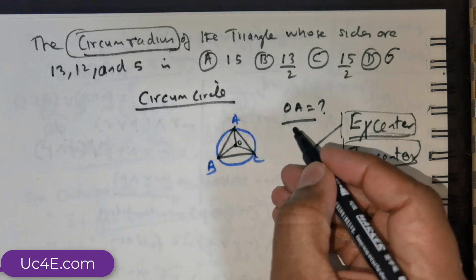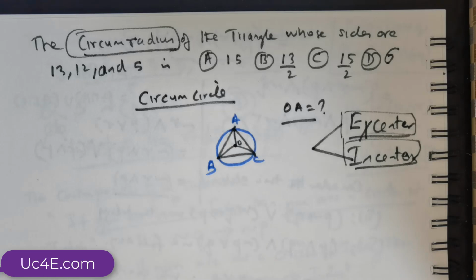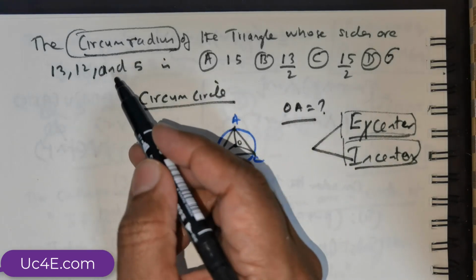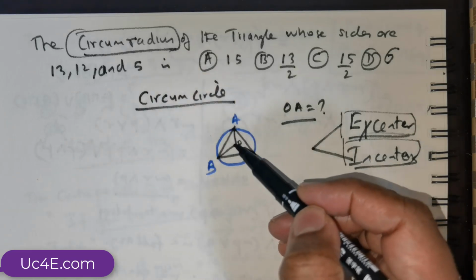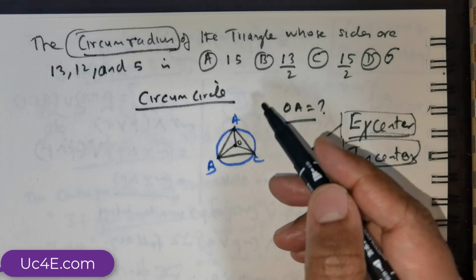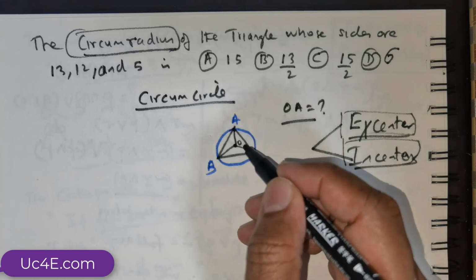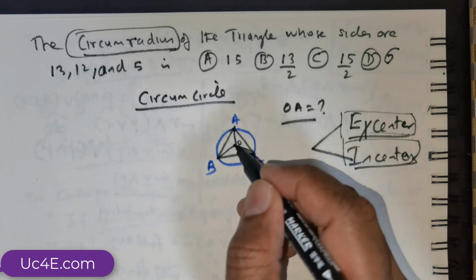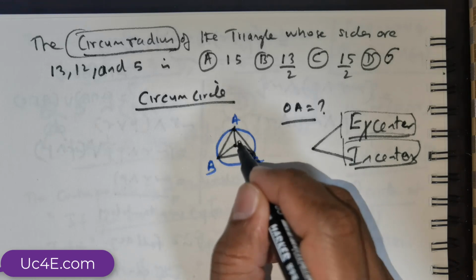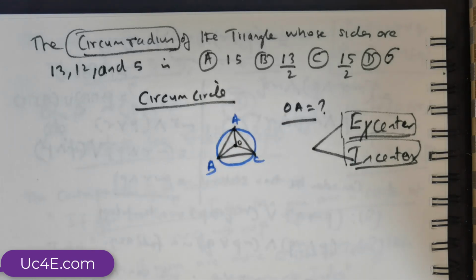So we are expected to find the circumradius. As I mentioned to you, it is the line segment that connects any vertex of a triangle to the circumcenter. When you're talking about circumcenter, we're talking about the center that is present here, and that center is shared both by the triangle as well as the circle.